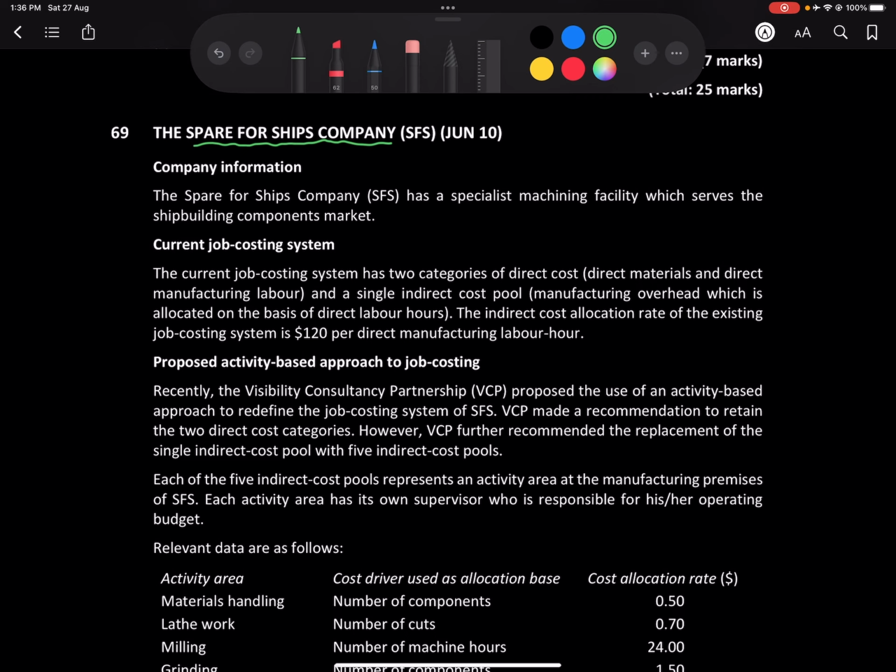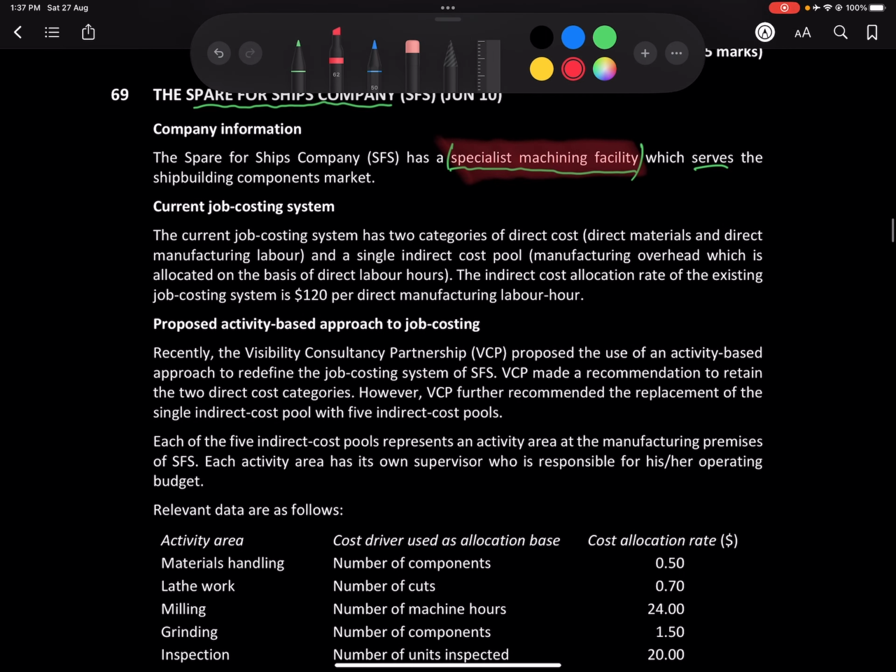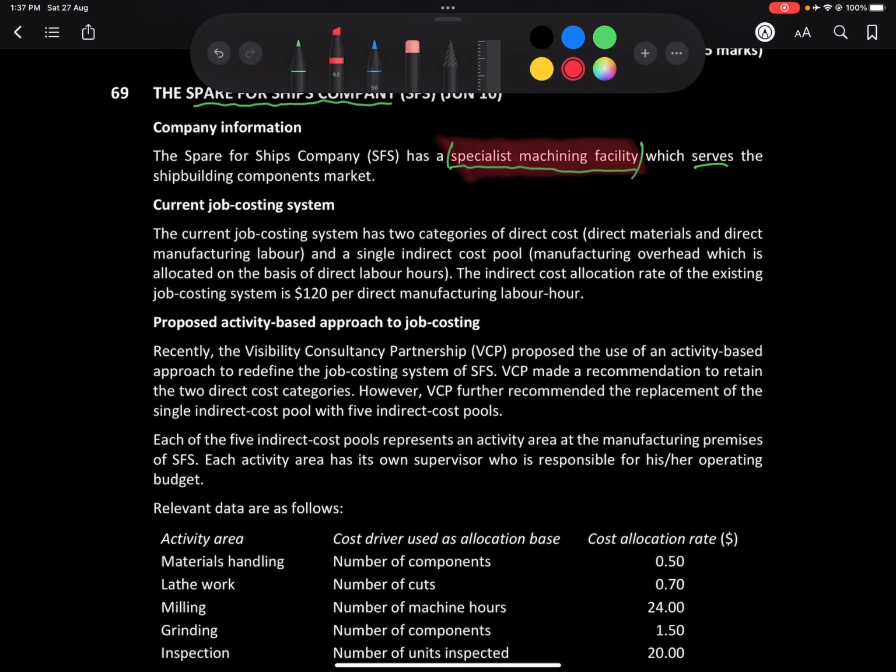Spare Faucets Company has a specialist machining facility which serves the shipbuilding components market. So they basically sell all these shipbuilding components. It's always a good thing to understand the business itself so that you can relate to it somehow, or try thinking of a local company which does something similar so that you have a little bit of an idea about it. That's what everyone says, and that's what I like to do as well when I get stuck.